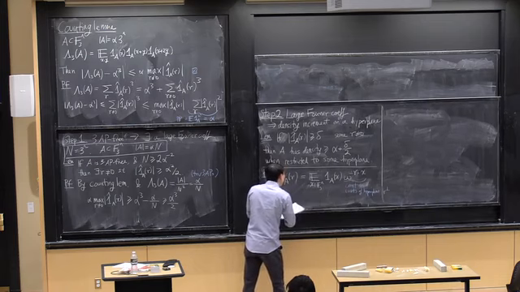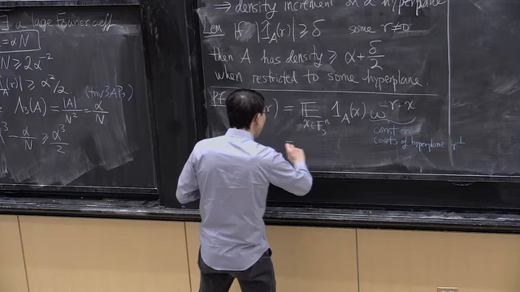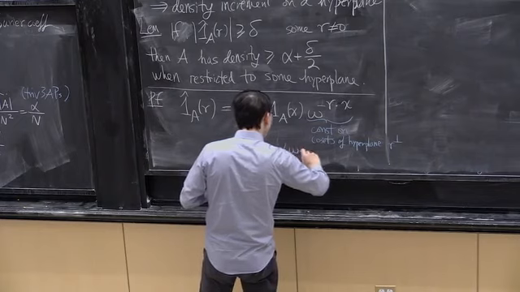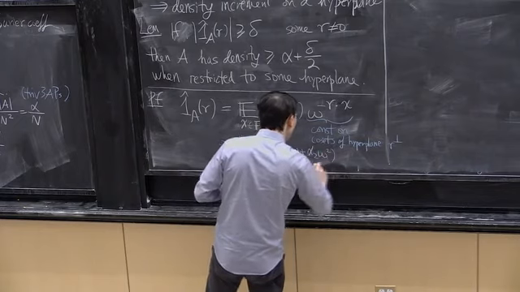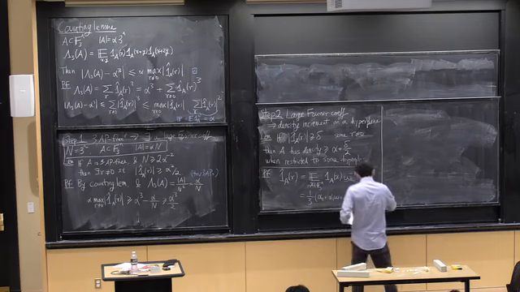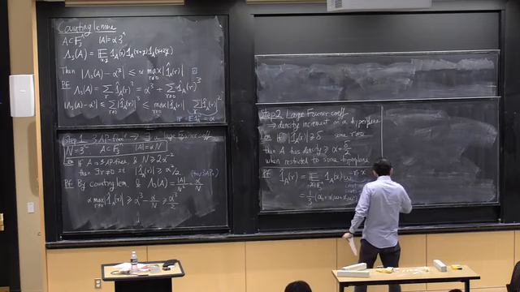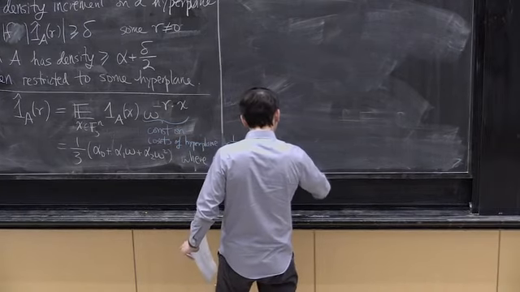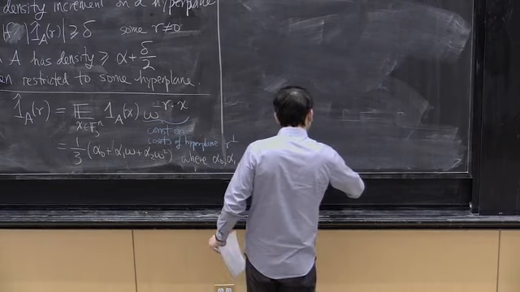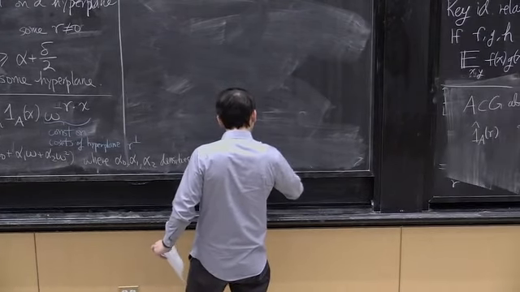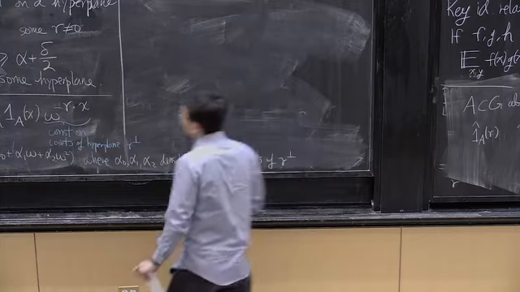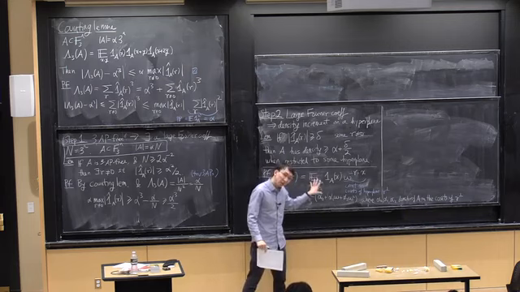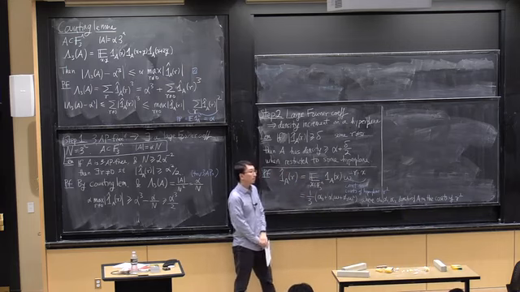So I can rewrite this expectation simply as 1/3 of alpha naught plus alpha 1 omega plus alpha 2 omega squared, where alpha naught, alpha 1, alpha 2 are the densities of A on the three cosets of R perp. So group this expectation into these three hyperplanes.